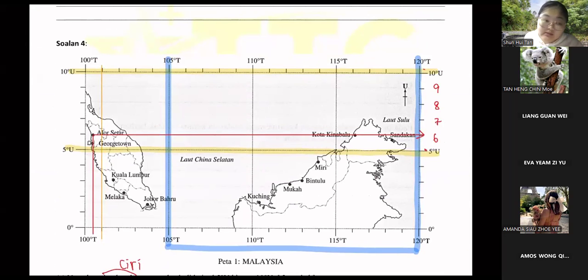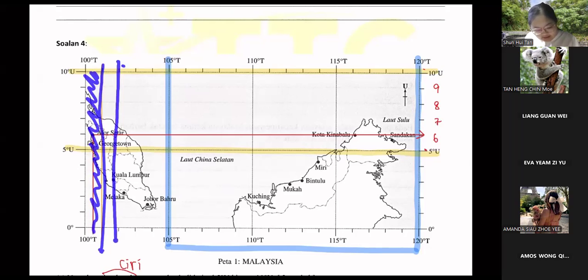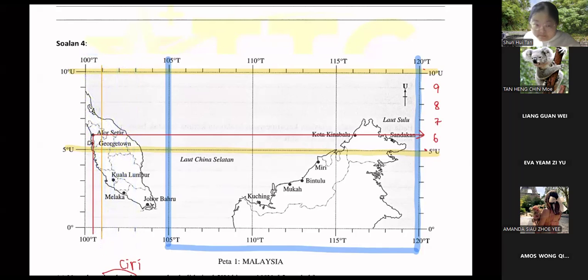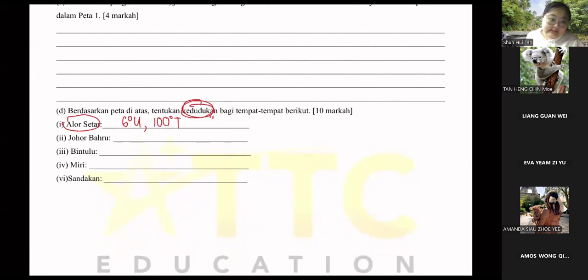So see which one is closer? No. For Johor, it's going to be like this. As long as they're not touching, they haven't touched this line yet, we will just remain as 100. So all this area is 100. All this area is 101. All this area is 102. Because you read this way. Okay? Now, the next, Johor Bahru.